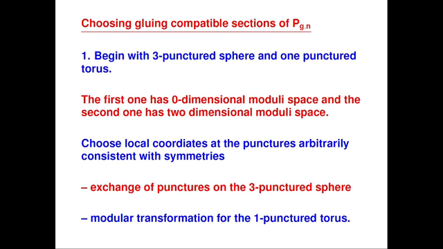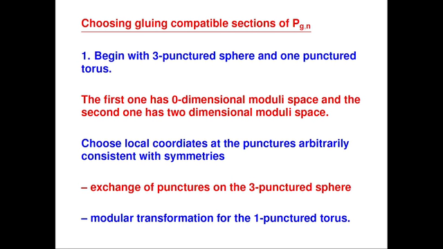So the idea is that for these, we can choose the local coordinates of the punctures in any way you like, but it is not completely any way you like. You should choose them so that they are consistent with symmetries. So what are the symmetries? For example, for the 3 punctured sphere, we have exchange of punctures. You should choose the local coordinates so that under the exchange of punctures the local coordinates also get exchanged. This is a convenient choice, and I have more to say about this maybe at the end, how we go about doing this.